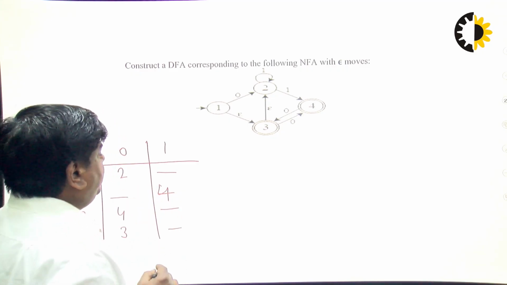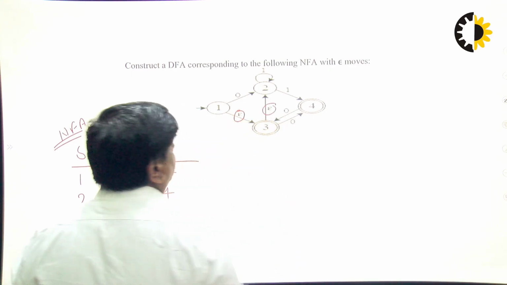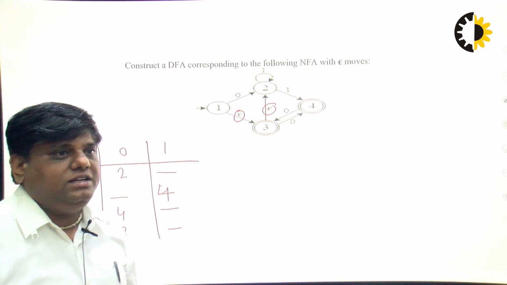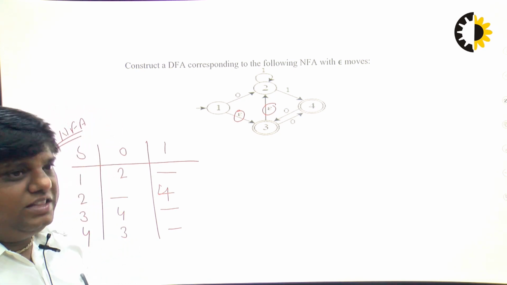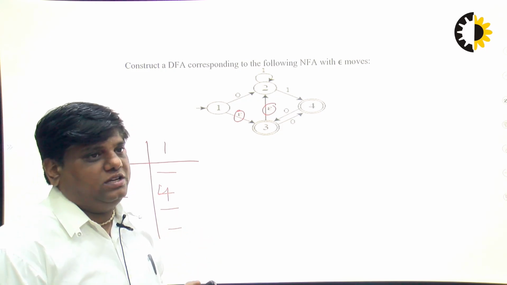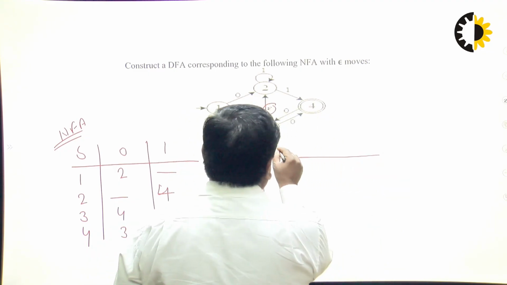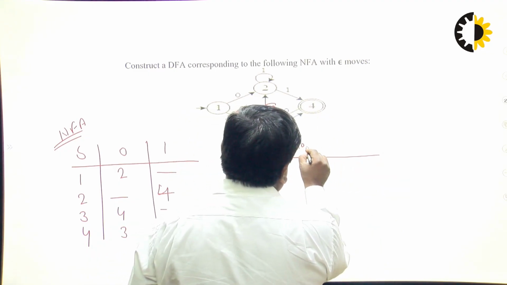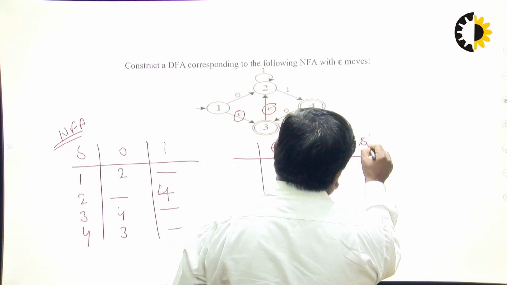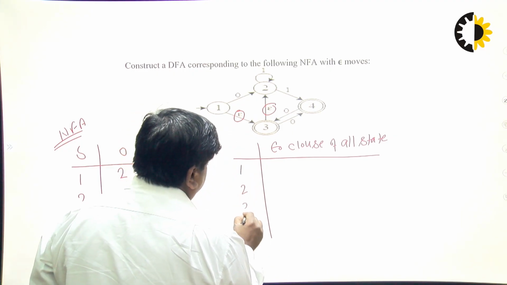Now, here we observe that epsilon transitions occur. Then, first we remove the epsilon from the NFA. Then, we find the epsilon closure. Now, what is the epsilon closure? The epsilon closure of all states, that is very simple: 1, 2, 3 and 4.